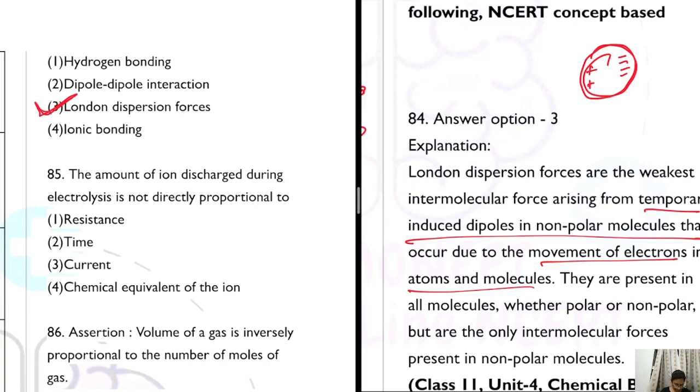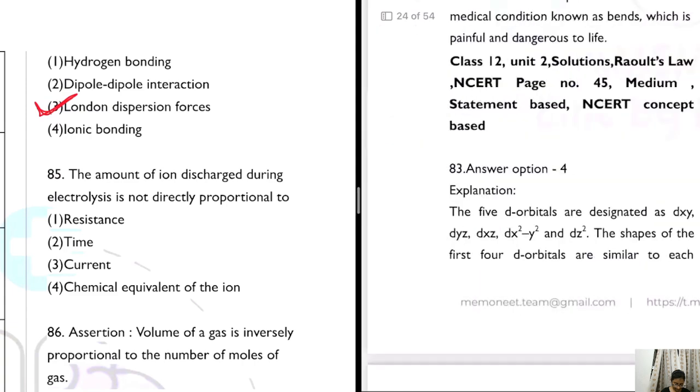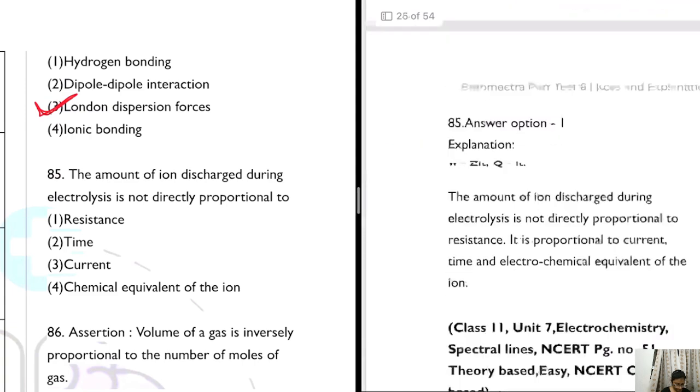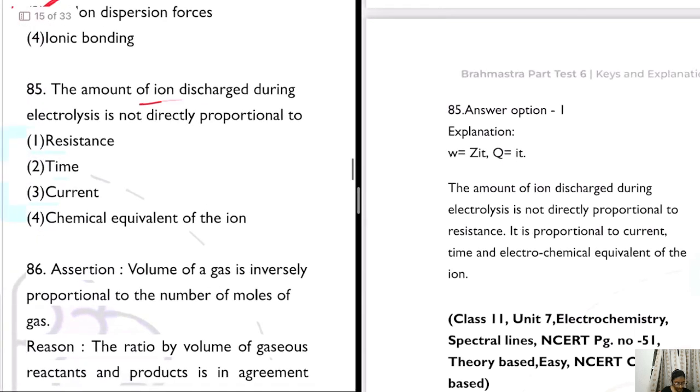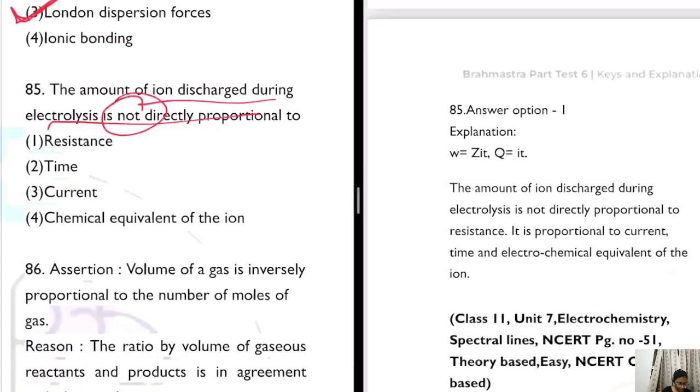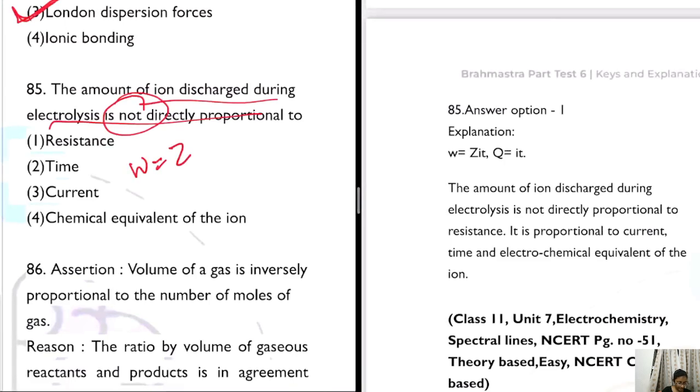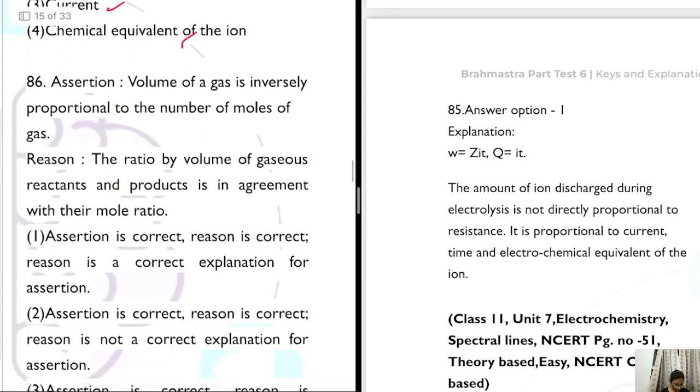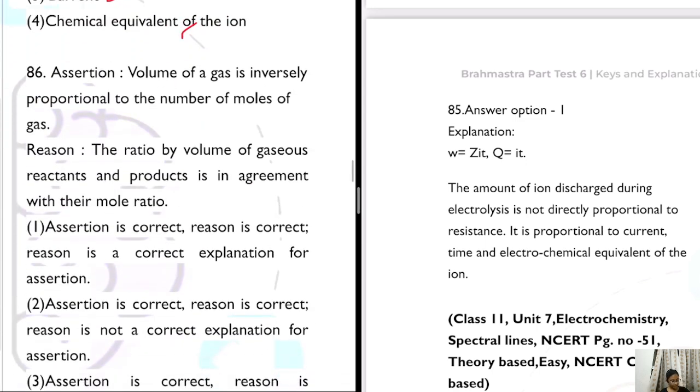Let's see the next question. The amount of iron discharged during electrolysis is not directly proportional to... See, we know that W equals ZIt, where Z is the chemical equivalent, I is current, and t is time. So it is proportional to these. This is the correct answer. It is not proportional to resistance. There is no use of resistance here. Let's see the next question.